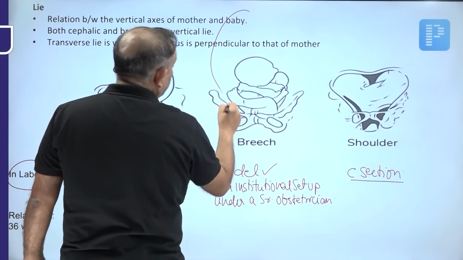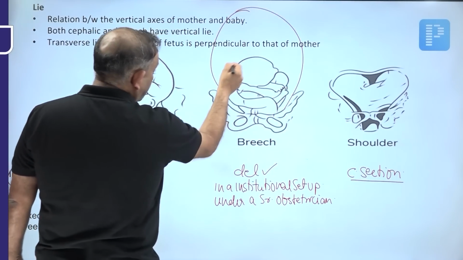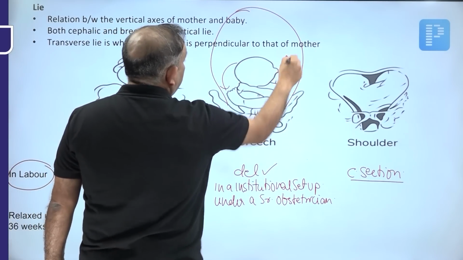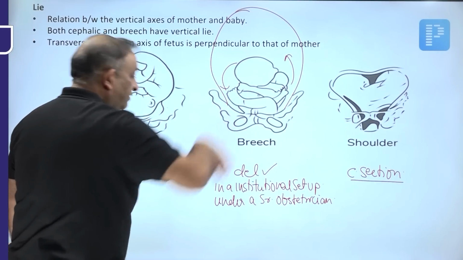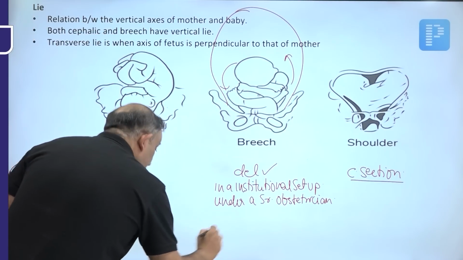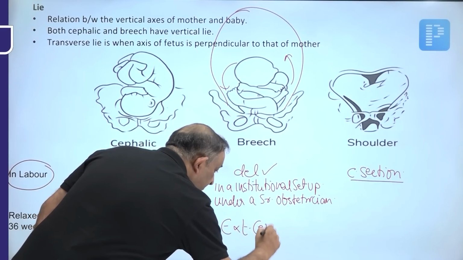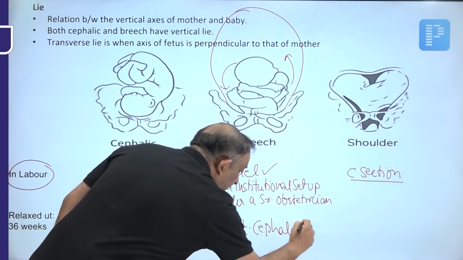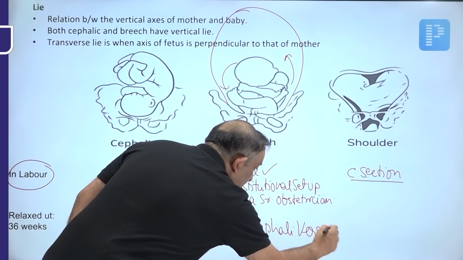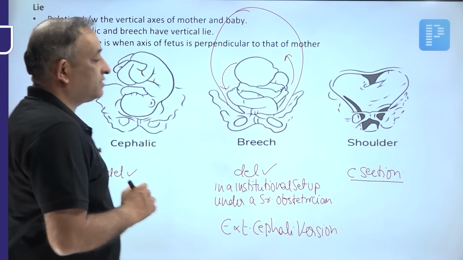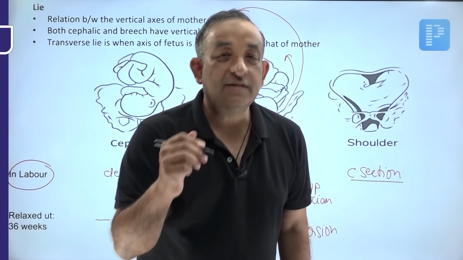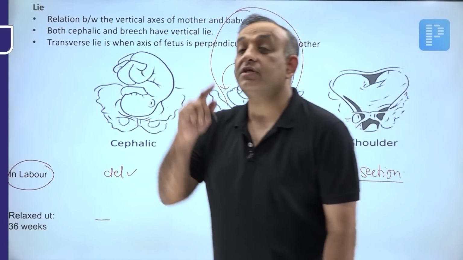So in this uterus, you can turn the baby. Mostly we do a forward flip. The head forwards, we want the baby to turn. So yes, we can do an external cephalic version. External cephalic version can be done at 36 weeks. Why can it be done at 36 weeks or 37 weeks? Because the uterus is relaxed.